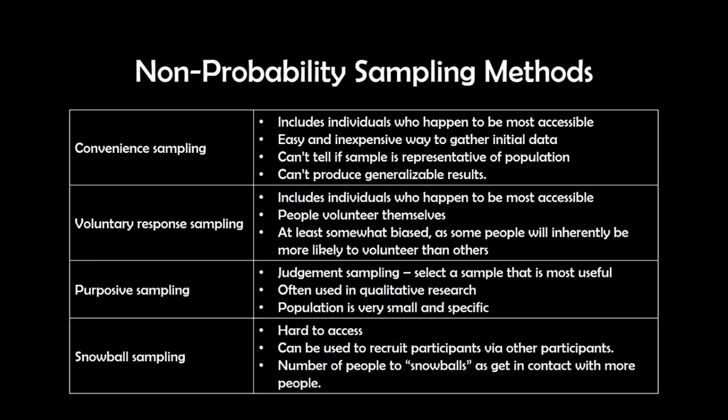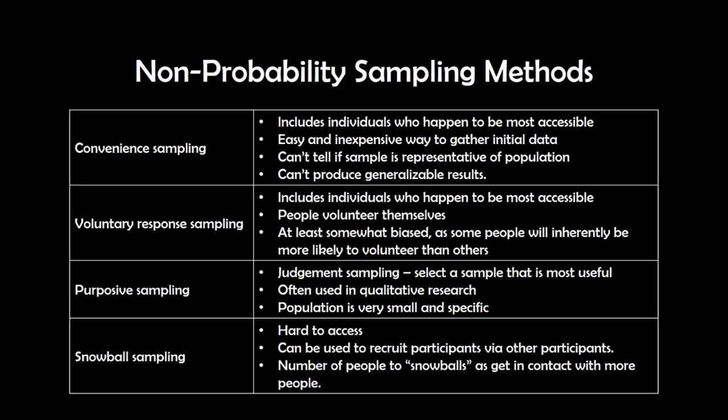Then we have the voluntary response sampling, where basically people may volunteer themselves to participate in the study. It could be somewhat biased, as some people will inherently be more likely to volunteer than others, because it is normal that some people want to volunteer and some people don't, right? So it may create bias.